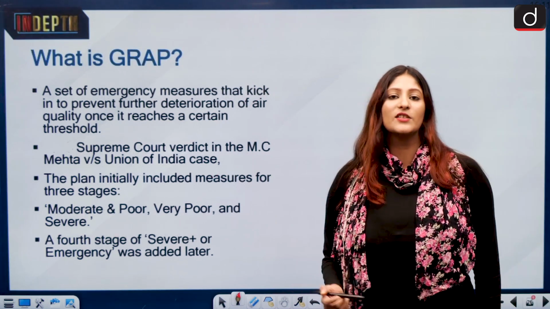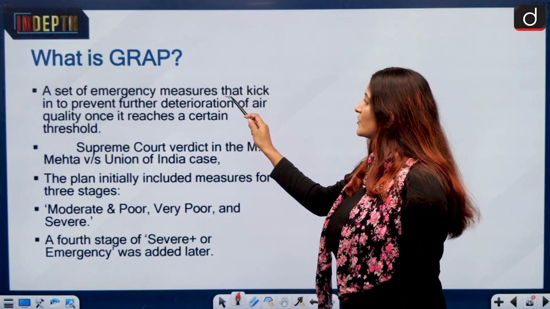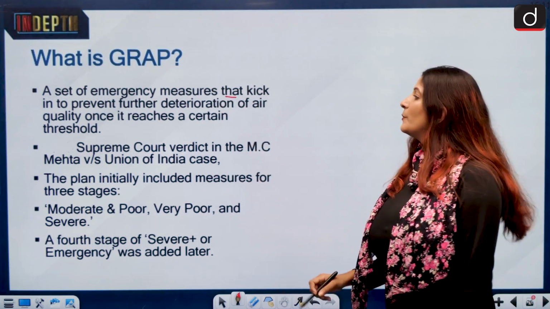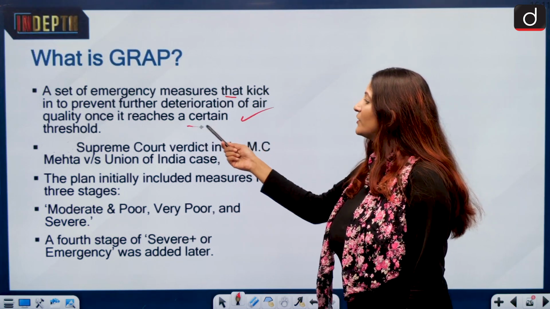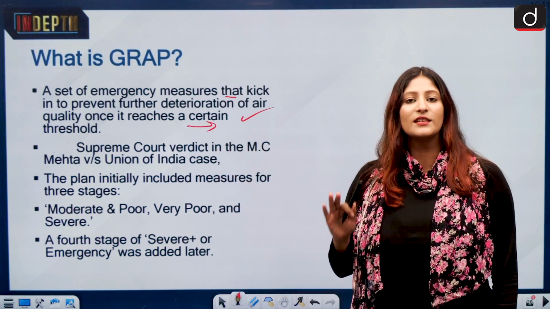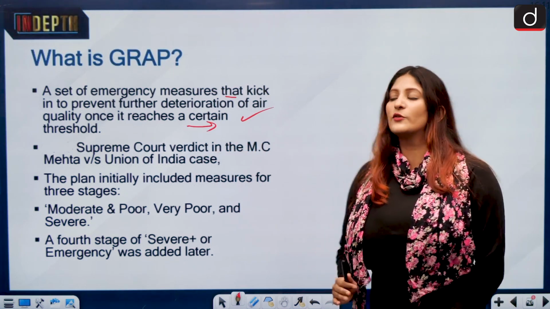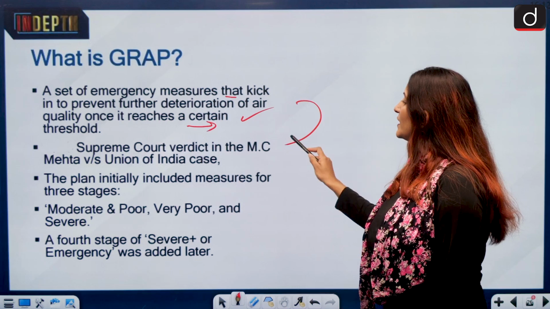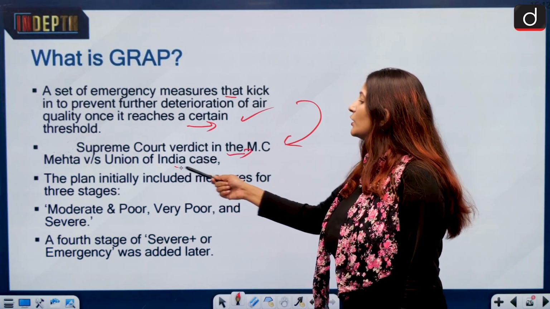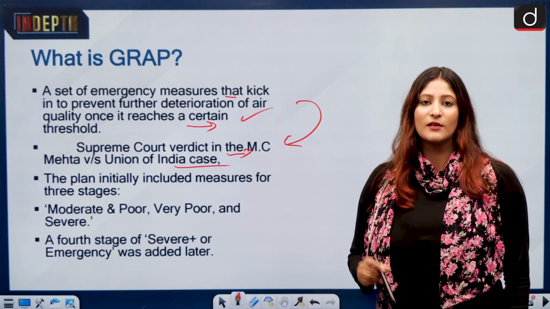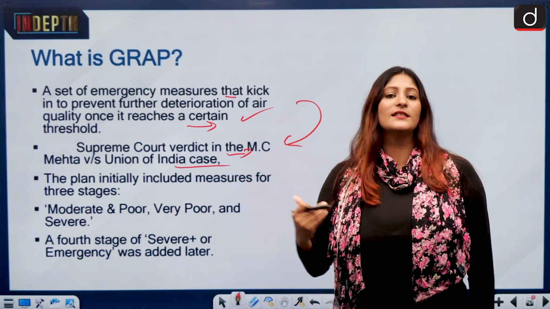What is Graded Response Action Plan? We have to understand. It is basically a set of emergency measures that kick in to prevent further deterioration of air quality once it reaches a certain threshold. Once the air quality reaches a certain threshold, the emergency plan comes into practice. It is originating from the Supreme Court verdict in the MC Mehta versus Union of India case. Okay, so it has to do something with the current situation.